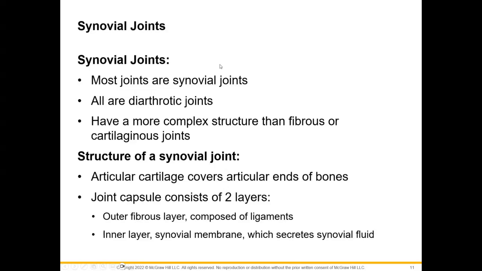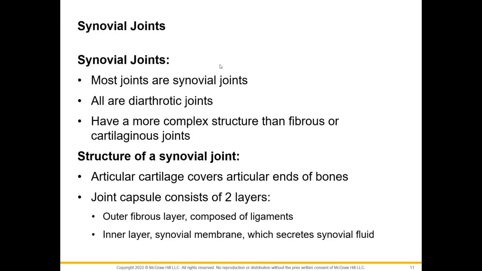All right, now let's move to the more complex of the structural classifications, the synovial joints. Most joints are synovial joints. All of them are diarthrotic, which means they are freely movable. They have a more complex structure than the fibrous or the cartilaginous joints. And let's talk a little bit about that structure.